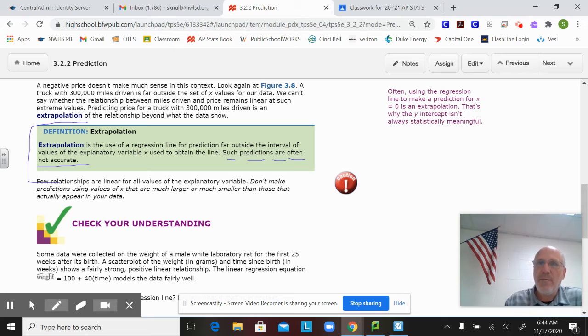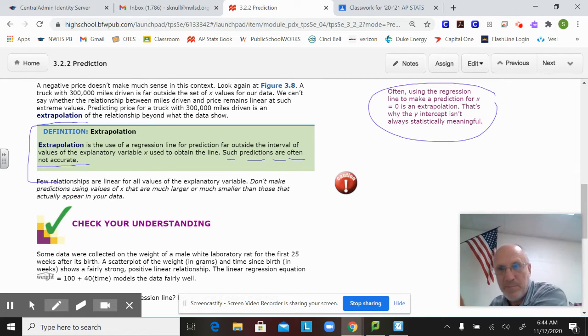Please be aware, not that you can't do the math, but be aware that it might have no meaning. And you notice here, I like this. It says often, even the y-intercept might be extrapolated. It says often using the regression line to make a prediction for x equals 0, that's the y-intercept, is an extrapolation. That's why the y-intercept isn't always statistically meaningful. So it just kind of depends on the data.